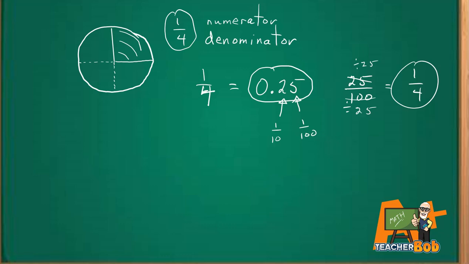Let's see how fractions and decimals come up in real life. Let's look at an example. Imagine that you have 3/4 of a pizza. So let's divide this into 4 equal quarters, and you've got 3 of them. 3/4 of a pizza left.